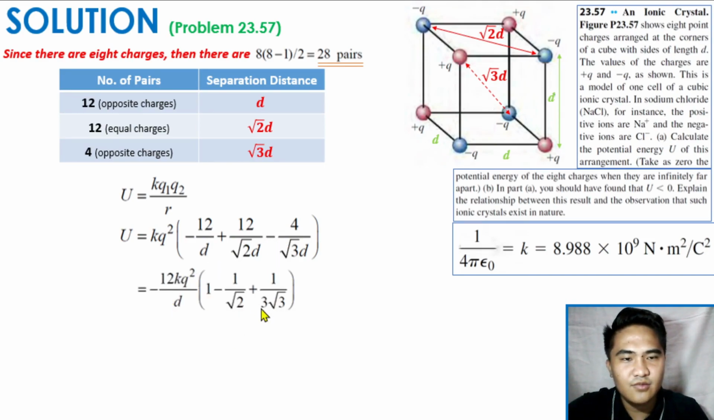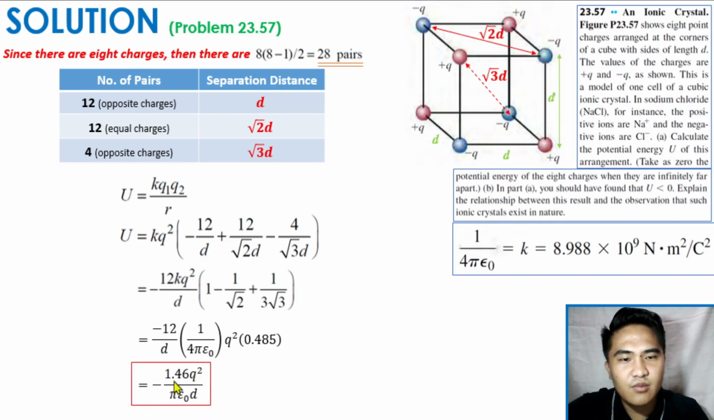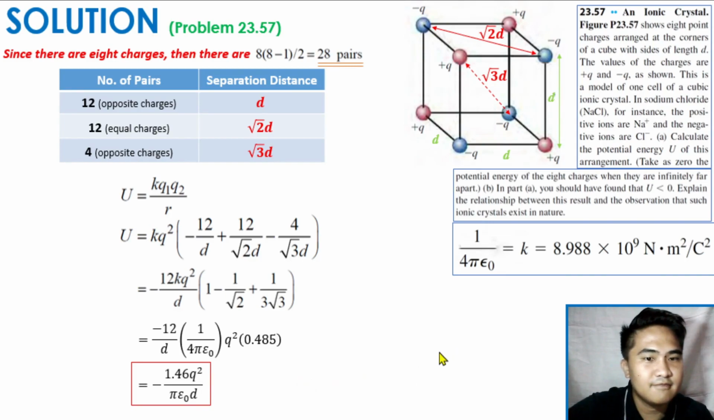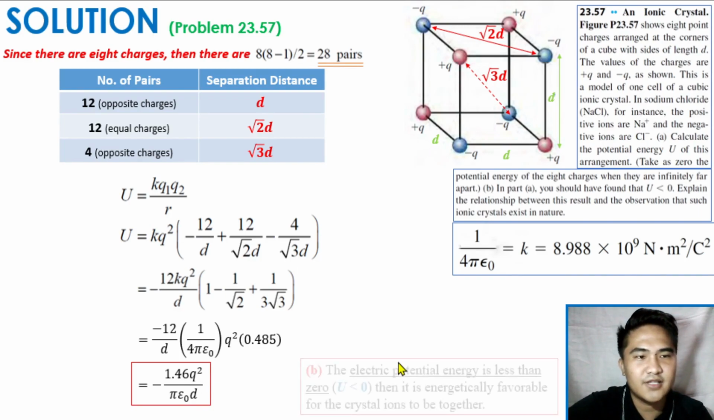Simplifying this, we have this 1. And solving this part, we have 0.485. Now, we will use the expanded form of our Coulomb's constant K. K is equal to 1 over 4 pi epsilon naught. So, here it is. And solving this, we will get negative 1.46 q squared over pi epsilon naught d. So this is the potential energy of the arrangement.